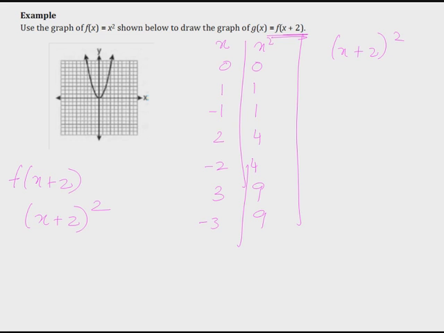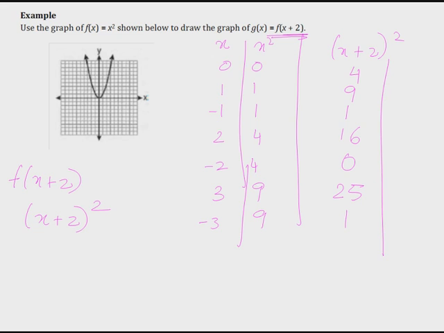That's my new y. So when x is 0, I get 4. When x is 1, I get 9. When x is minus 1, I get minus 1 plus 2, that's 1, and 1 squared is 1. When x is 2, I get 2 plus 2 squared, that's 16. When x is minus 2, I get minus 2 plus 2 squared, that's 0 squared, that's 0. When x is 3, I get 3 plus 2 squared, that's 25. When x is minus 3, I get minus 3 plus 2 squared, that's minus 1 squared, that's 1.